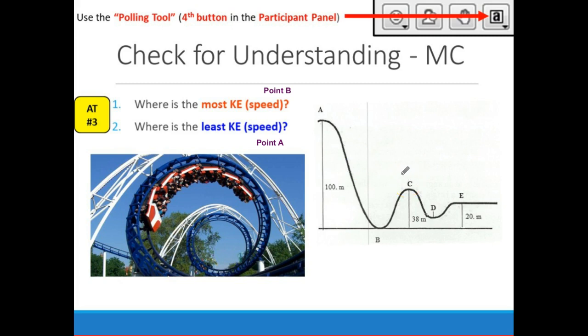So, really important for number 3, you actually don't use point C, D, or E. You will use point A twice and you will use point B twice. So answer number 3 now for the kinetic energy ones: most kinetic energy, least kinetic energy. Give me a green check when you have that saved.